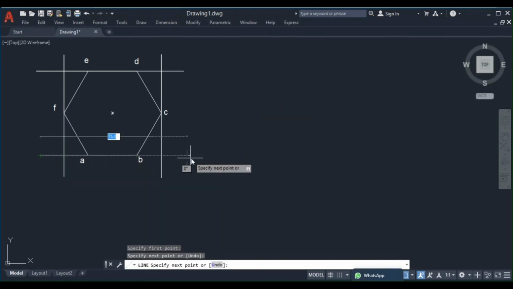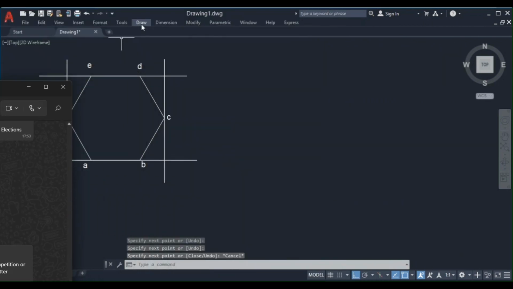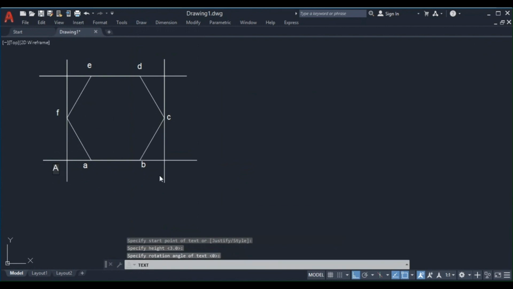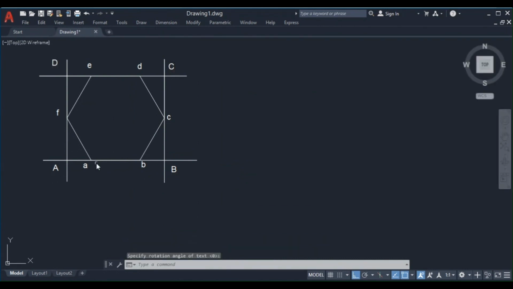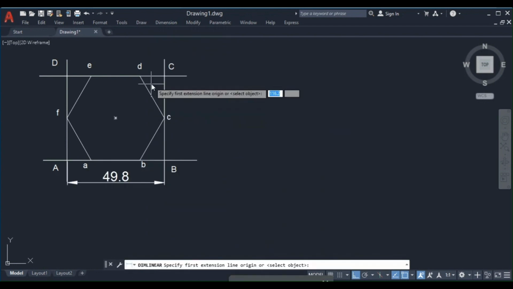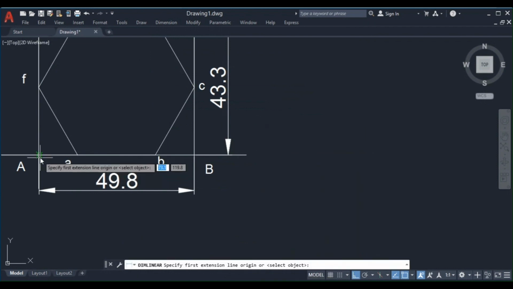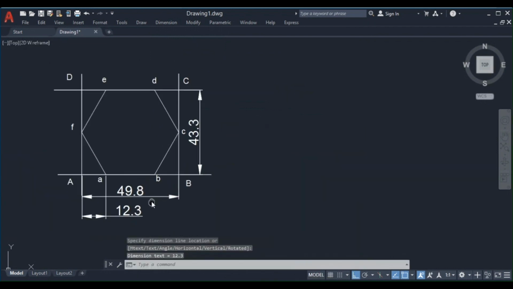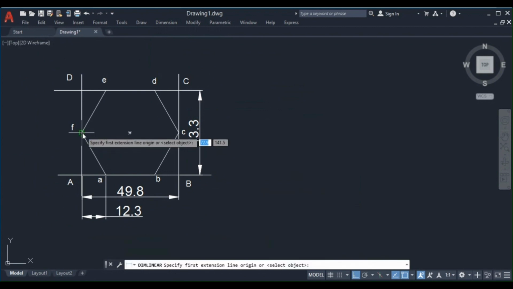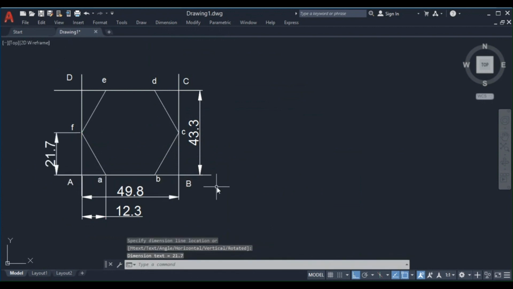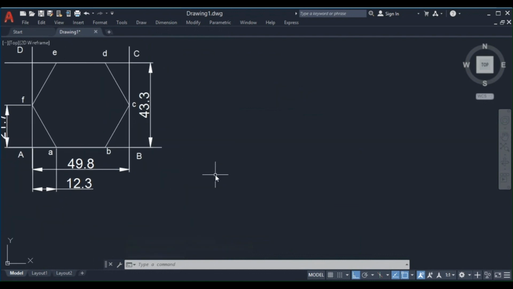A horizontal line of some length, right? So mention with capital letters: capital A, capital B, capital C, and capital D. Any two dimensions supposed to show it. 49.8, 43.3, and this dimension is required again, 12.3, and this height also it is required, 21.7. So these dimensions are sufficient to draw isometric view of a prism.